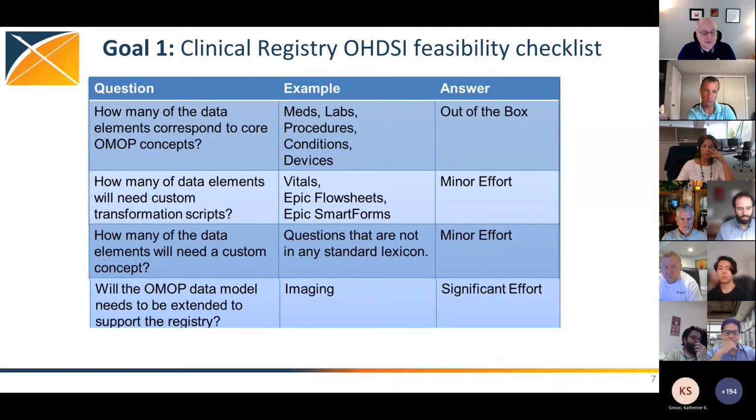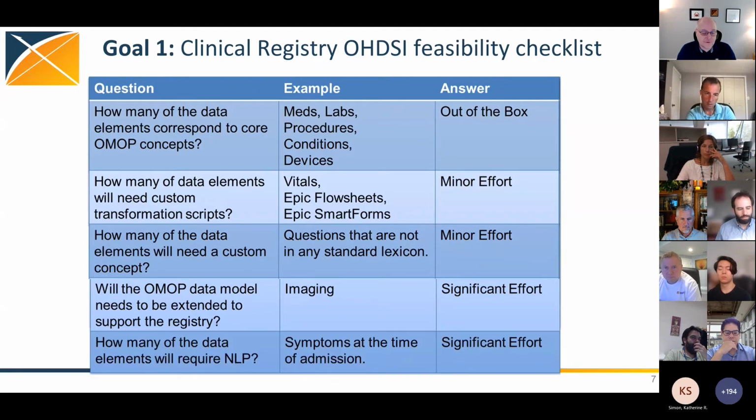And then lastly, we do see how many data elements really will require NLP or chart review. An example would be symptoms at time of admission for COVID. And these things do require a natural language processing environment. What I'm excited about is that today we're going to share our efforts with CureID and N3C. But I'm hoping that we can come back and continue this conversation and show where we're working with the CDC and the great team at Georgia Tech on deploying NLP to go after even more complex features and questions out of narrative notes.